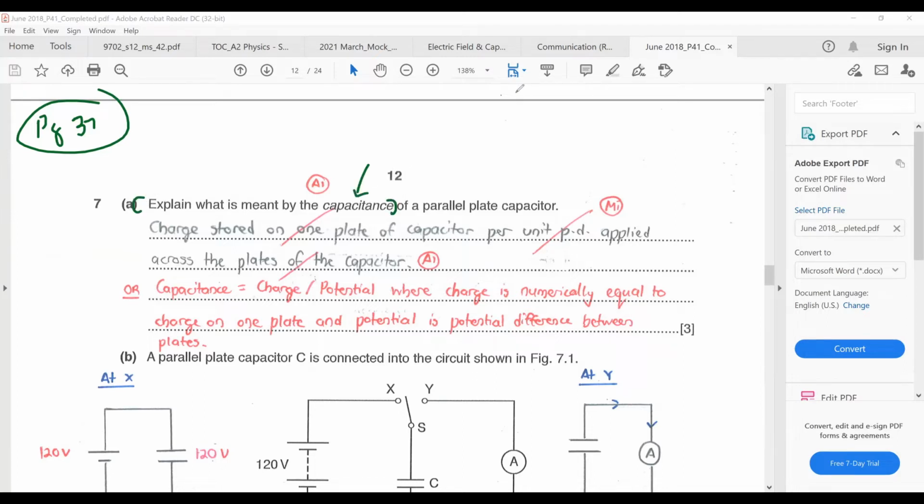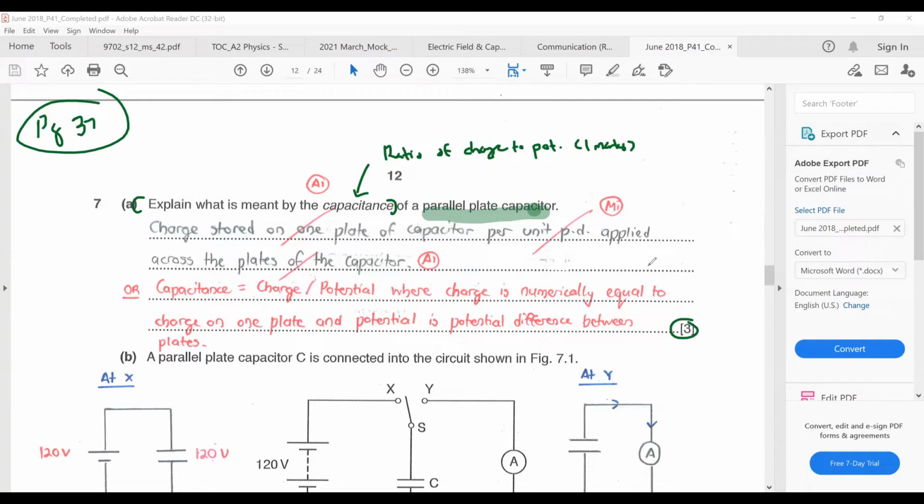If they ask you what is meant by capacitance, this is simply the ratio of charge to potential, and that was only 1 mark. But here they ask you what is meant by the capacitance of a parallel plate capacitor. This is the most specific definition, and now it's worth 3 marks.